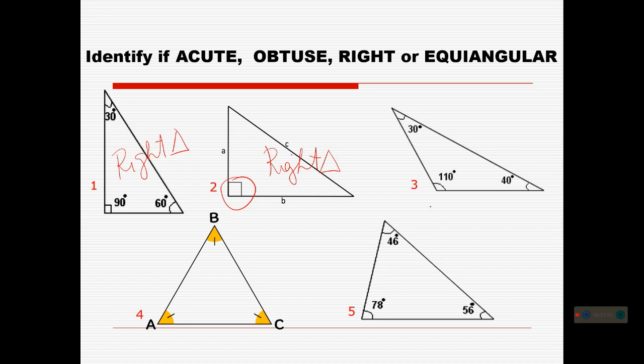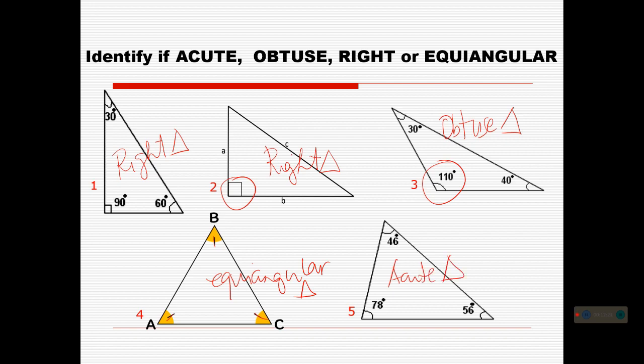How about number 3? Obviously, this is an obtuse triangle. How about number 4? Yes, we have an equiangular triangle. Why? Because these tick marks mean that these three angles have the same measure. Okay? How about the last one? What kind of triangle? Yes, that's correct. We have an acute triangle. Okay, any questions?